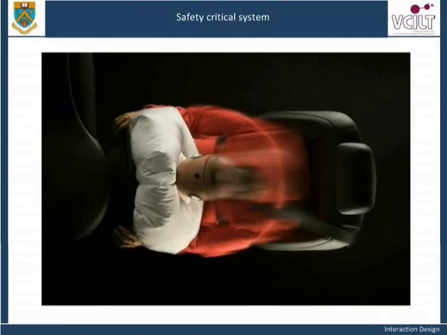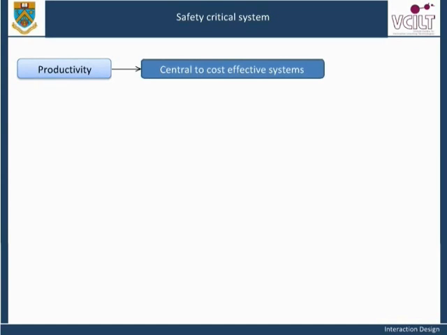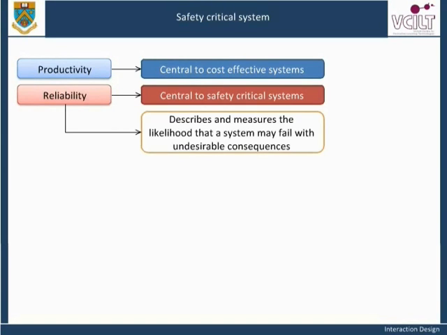Technological systems are now extensively being put in place in situations where the failure of the system can result in severe injury and loss of life. Whereas productivity is central to cost-effective systems, reliability is central to safety-critical systems, where reliability describes and measures the likelihood that a system may fail with undesirable consequences.